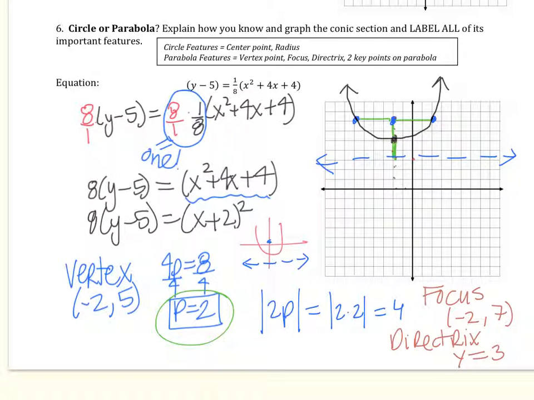Okay, so let's go ahead and put those values on my graph. So my directrix is right there. My focus is right there. My key points, that says points, are here and here. And my vertex is right there. Okay, and that's your review for your test.